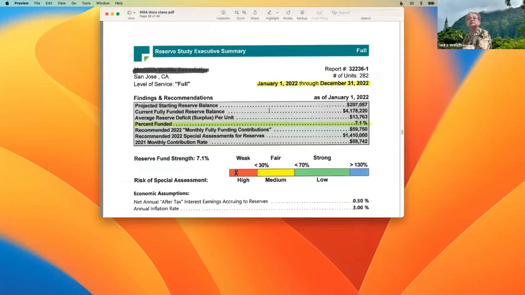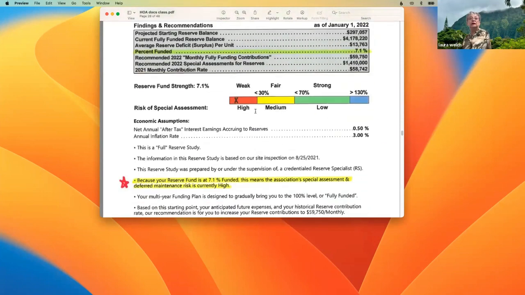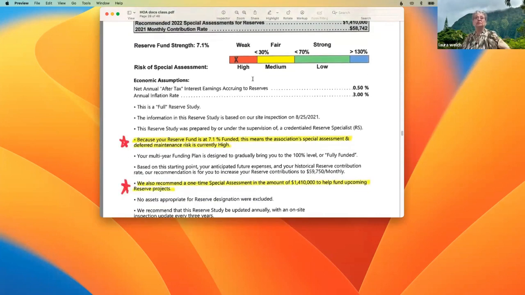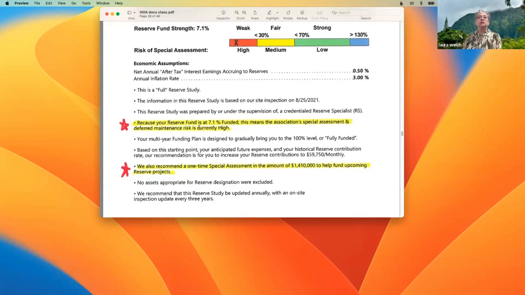And then we have another one, because these reports are not done by the HOA. These are done by CPAs. Okay, and I'm not a CPA, and I'm not a mathematician, but I can look at this and say, ooh, there's a problem. Because your reserve is at 7.1% funded. This means the HOA's special assessment and deferred maintenance risk is currently high.